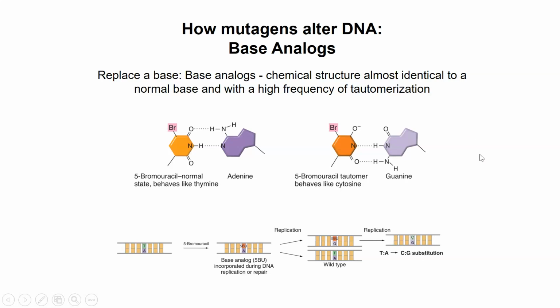And so base analogs work in that way. They undergo tautomer shifts at high frequency and will direct base substitution during 2 rounds of replication. For base analogs, they always cause a transition mutation, T pyrimidine converted to C, the other pyrimidine. Okay, so that's how base analogs work.